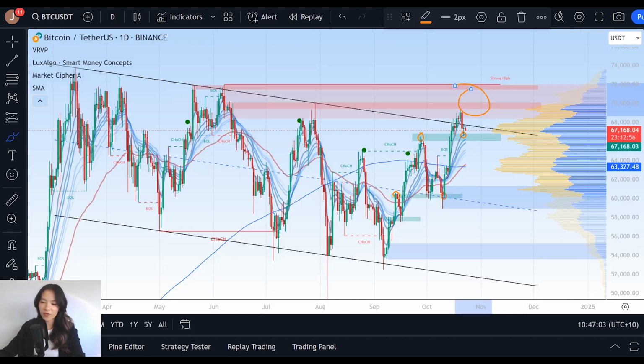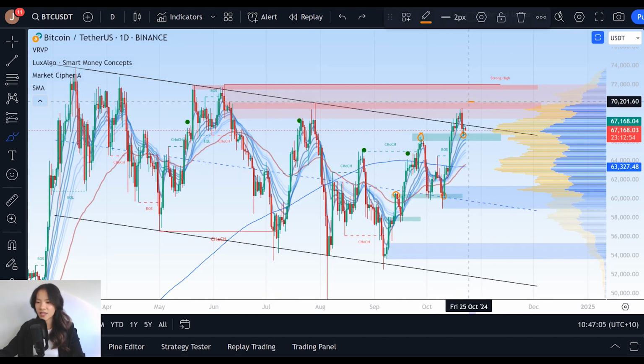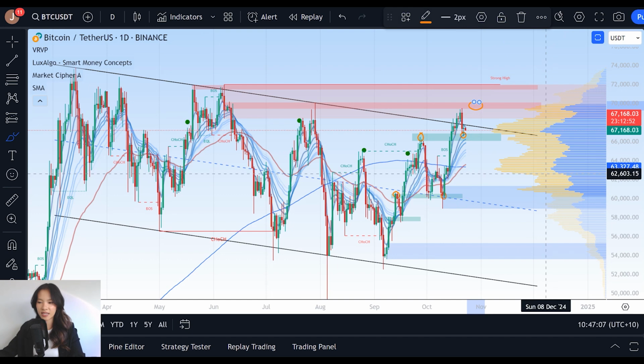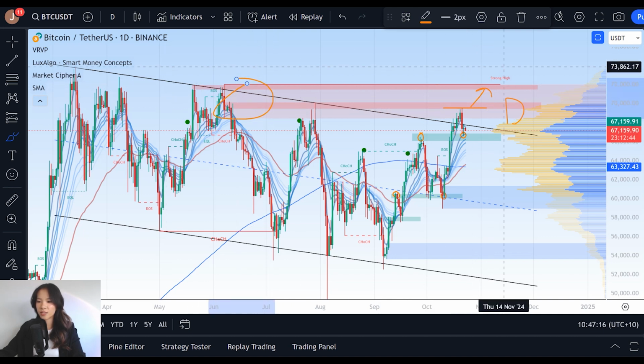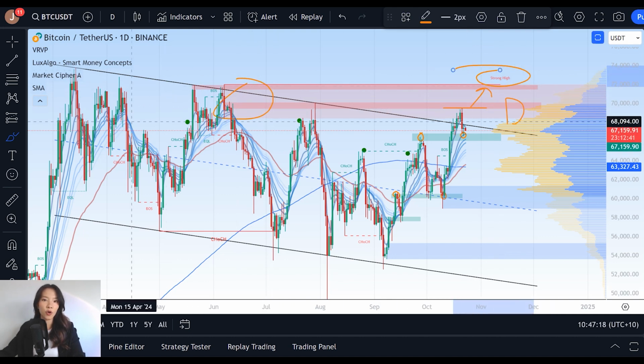And on the daily time frame, what that would look like is another retest of this level of resistance here. So if we're able to get a daily candle close above this level at 69.5, we can expect a further bullish continuation into this liquidity zone and a retest of that strong high.